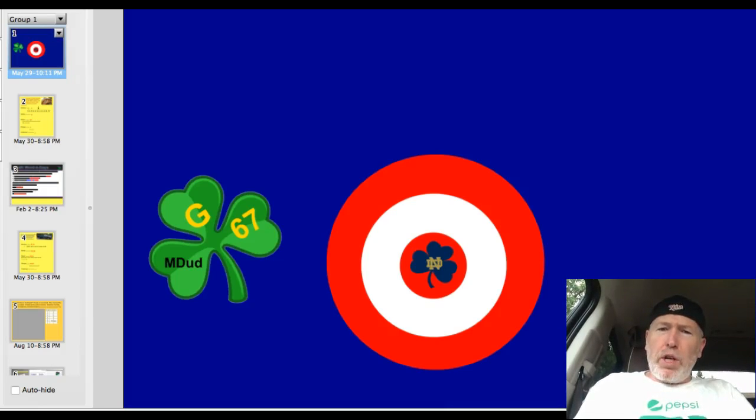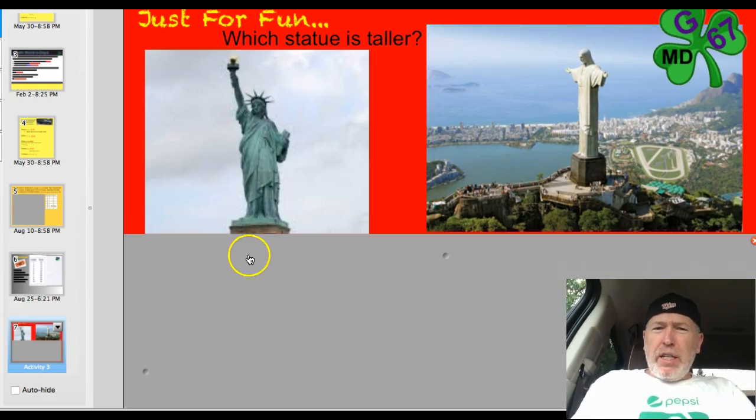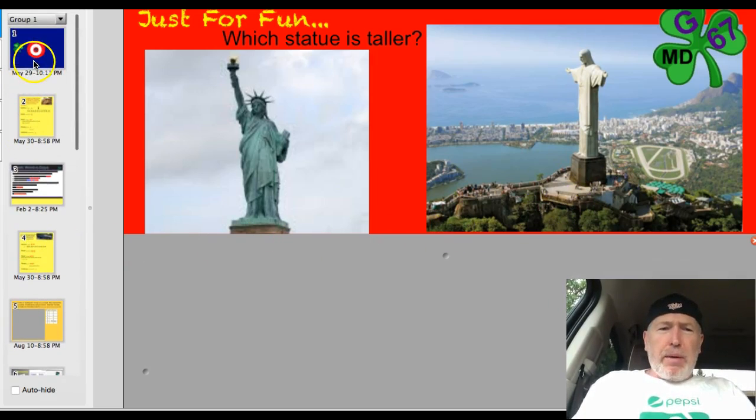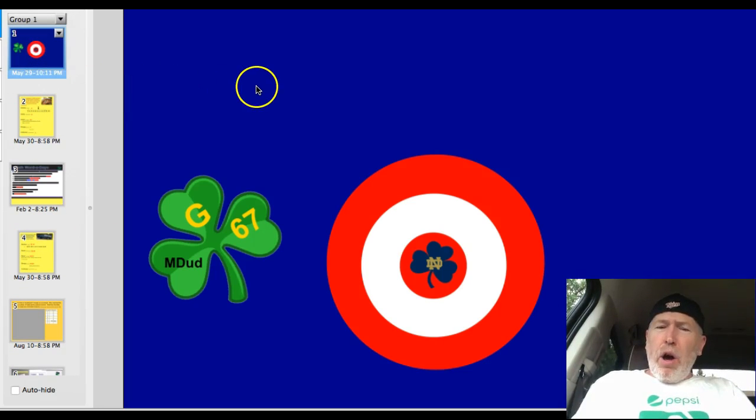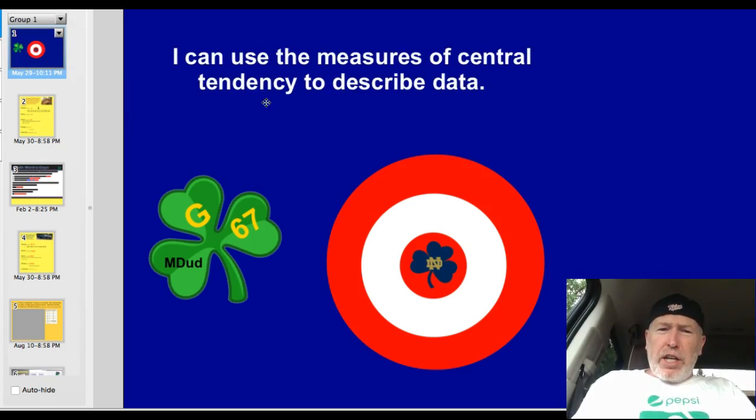Tonight we're going to be working with the measures of central tendency. Let's first start off with a trivia question for the night. Which statue is taller, the Statue of Liberty or the statue of Christ the Redeemer in Rio de Janeiro? We saw that many times in the Olympics this past summer. All right, officially tonight our target is I can use the measures of central tendency to describe data.